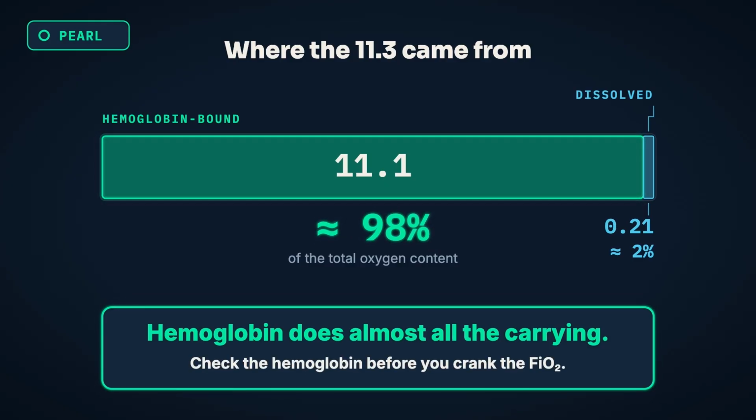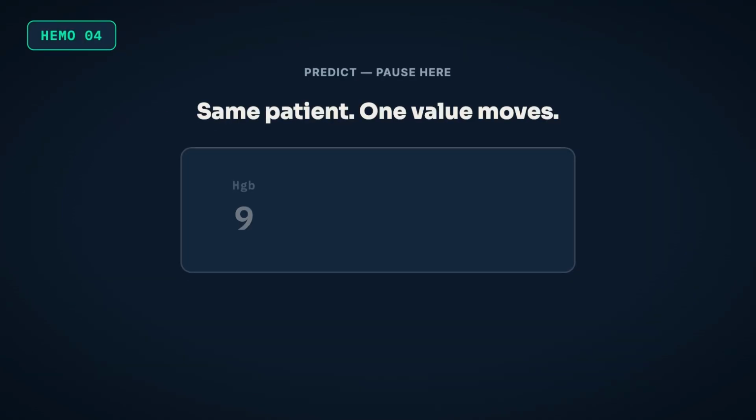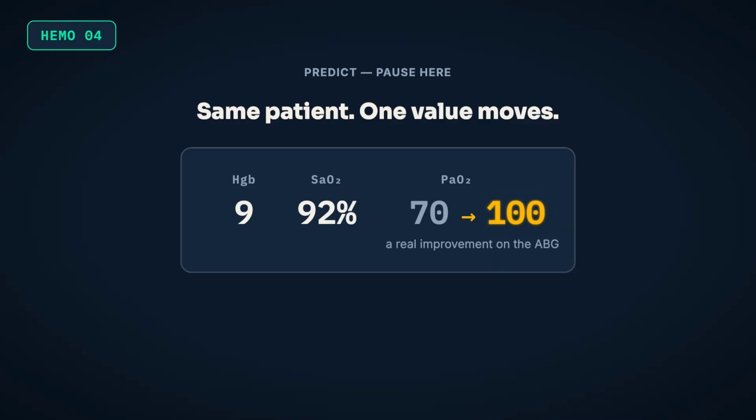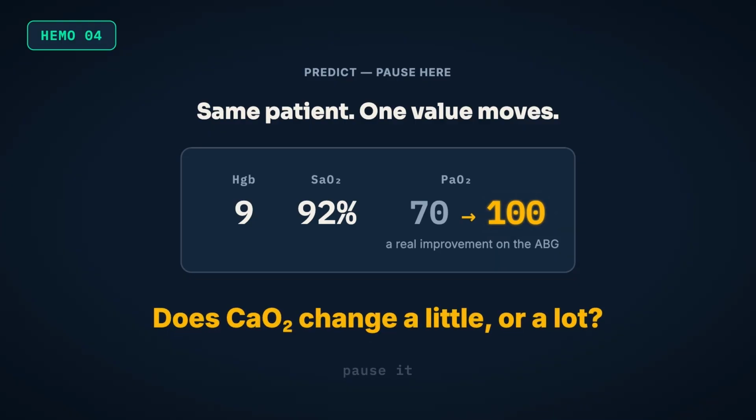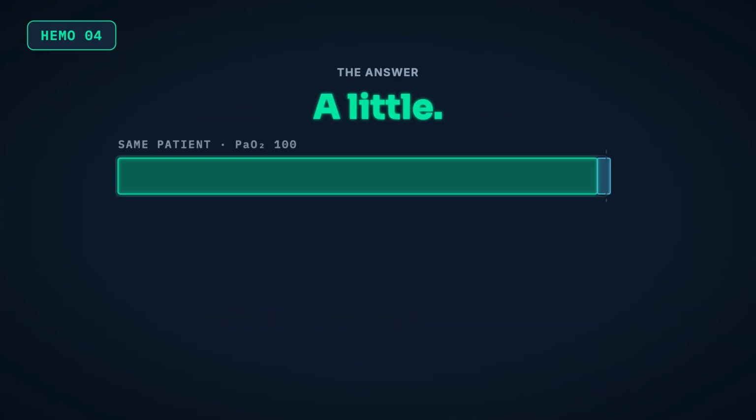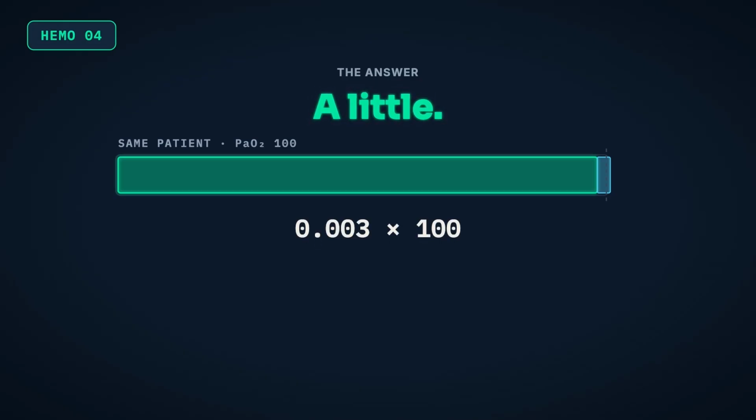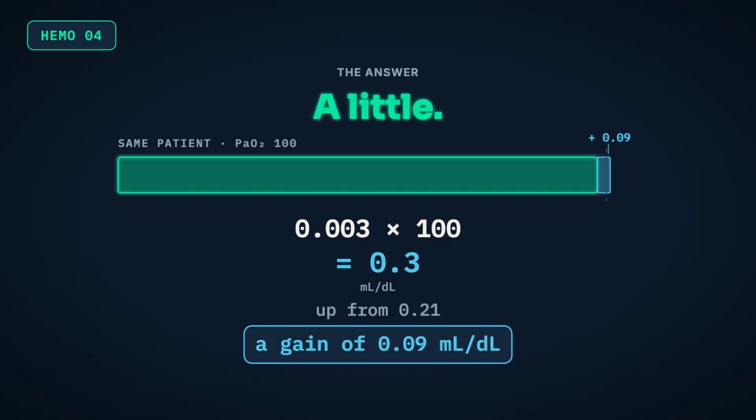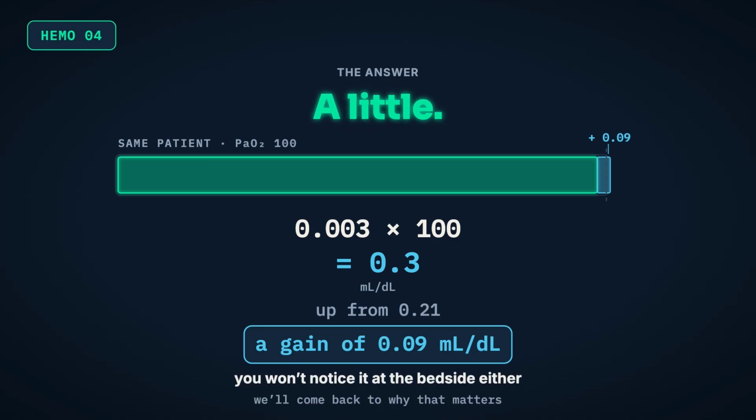Pause and predict. Quick one. This same patient's PaO₂ jumps from 70 to 100. A real, meaningful improvement on an ABG. Pause it. Does CaO₂ change a little or a lot? A little. Remember, 0.003 times 100 is 0.3 up from 0.21, a gain of 9/100ths of 1 ml per deciliter. You'd barely notice it in the equation, and you won't notice it at the bedside either. We'll come back to why that matters in a minute.